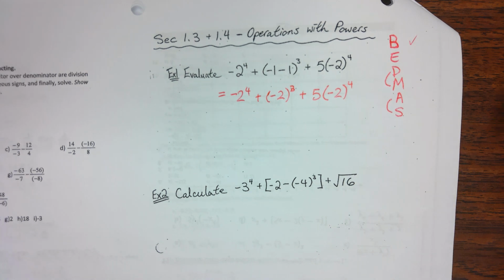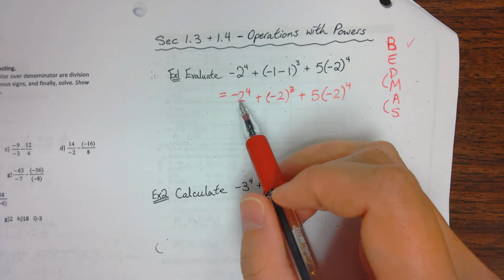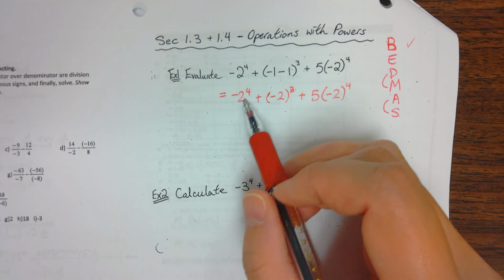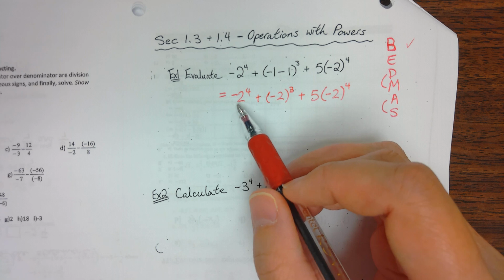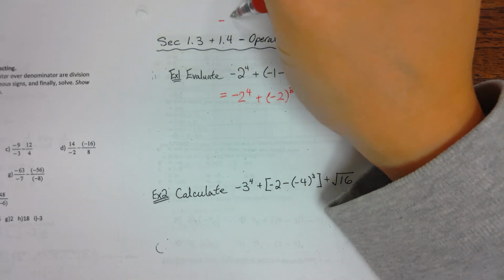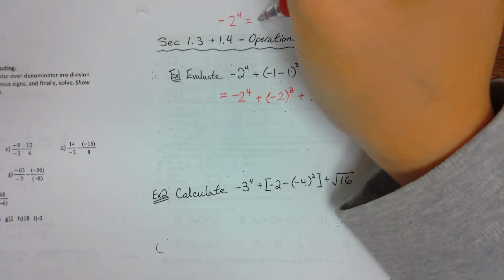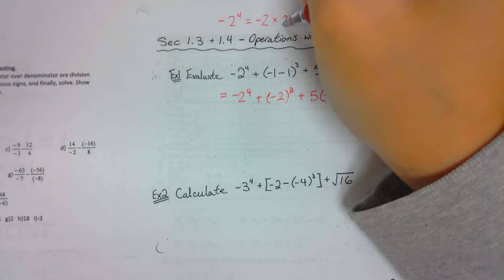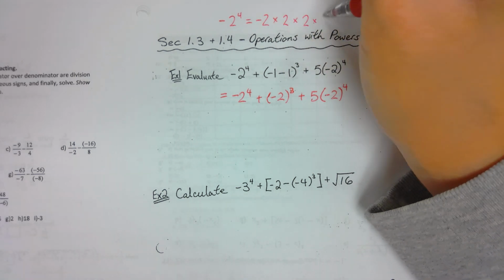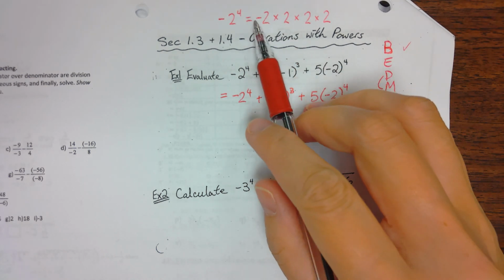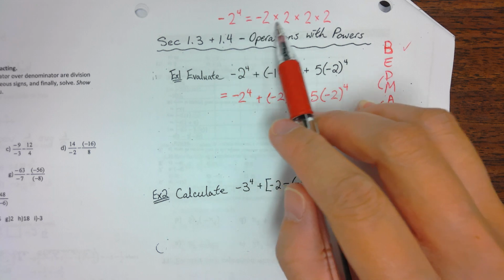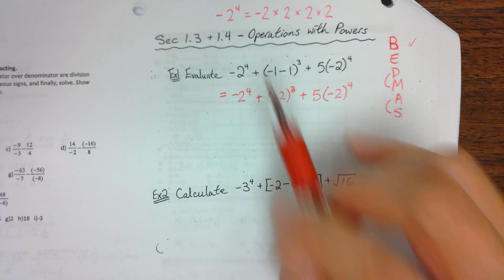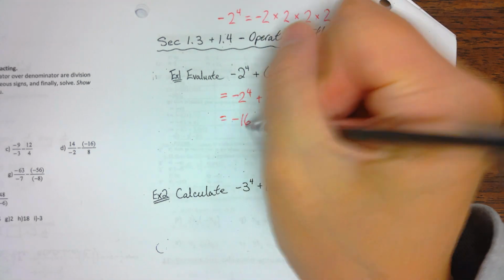Now exponents. Okay, this negative 2 to the power of 4, what does this equal? Who could tell me? Negative 2 to the power of 4. Yep. Negative 16. Good job. Negative 2 to the power of 4 means negative 2 times 2 times 2 times 2. It's only one negative and you're only multiplying the 2 four times. So that's why this gives you negative 16.